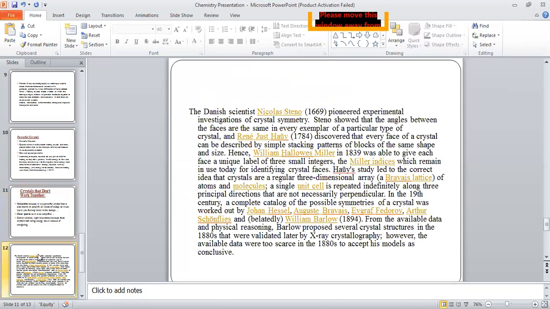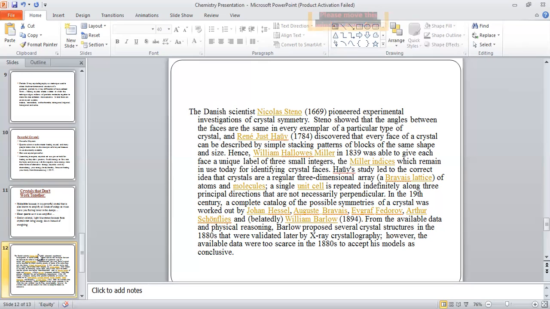Then came the history of crystallography. The Danish scientist Nicholas Steno in 1669 pointed out experimental investigation of crystal symmetry. Steno showed that the angles between the faces are the same in every exemplar of a particular type of crystal, and another chemist, Romé de l'Isle, in 1784 discovered that every face of a crystal can be described by simple stacking patterns of blocks of the same shape and size. Hence, William Hallowes Miller in 1839 was able to give each face a unique label of three integers, and several other chemists played a vital role.